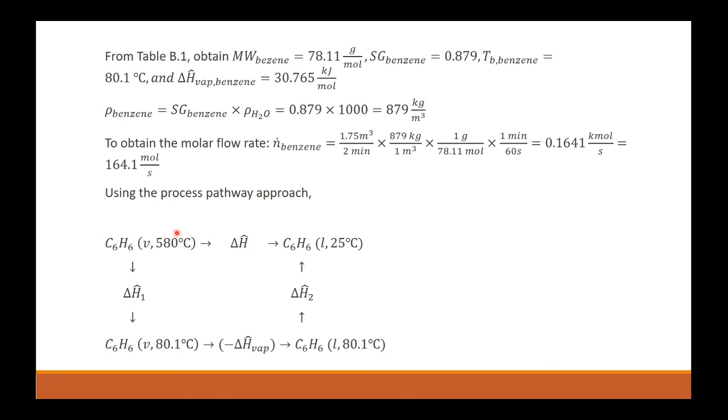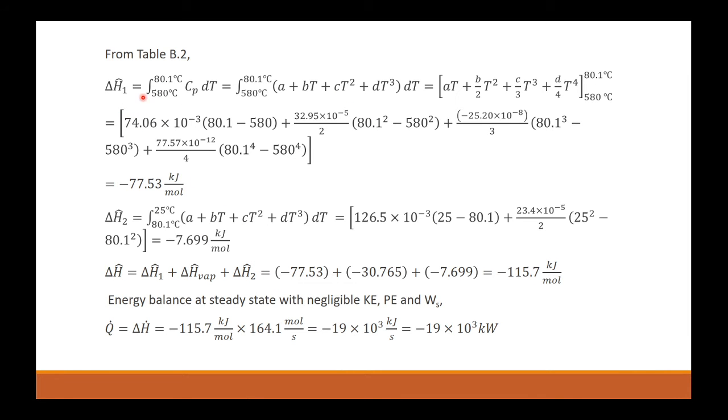Okay, so we use the process pathway approach. So basically our benzene changes from this state to this state here. In order to calculate the change in enthalpy from this state to this state, we'll take the process pathway approach. So we first calculate H1 and H2, which is the change from 580 degrees Celsius to 80.1 degrees Celsius, and we calculate from 25 degrees Celsius to 80.1 degrees Celsius.